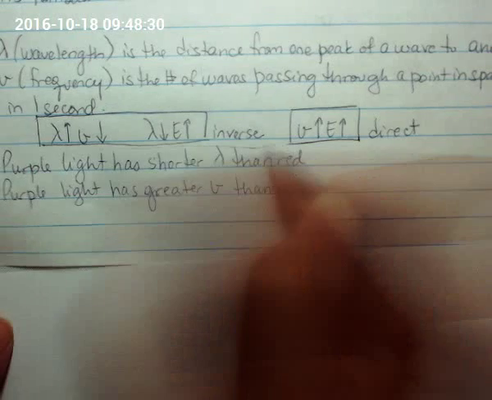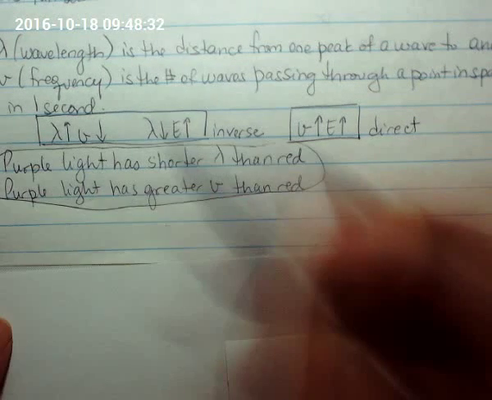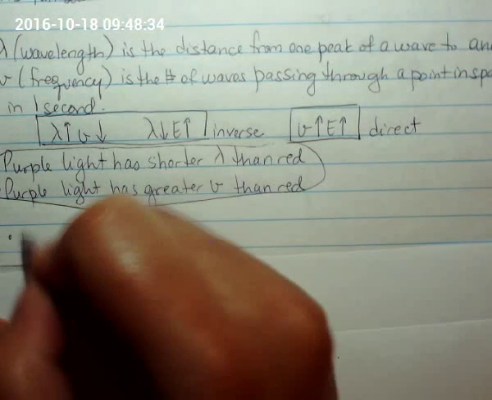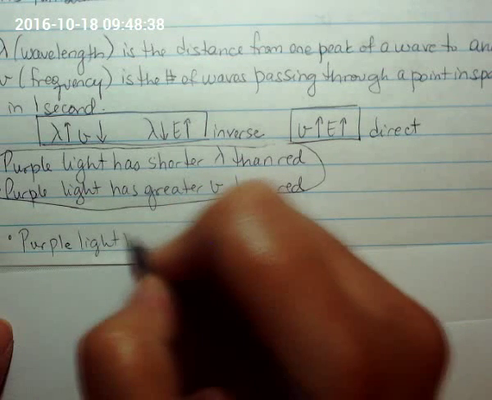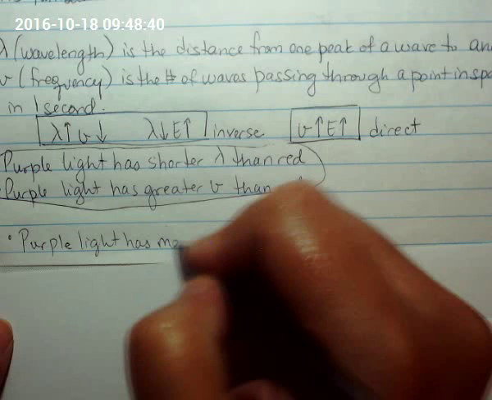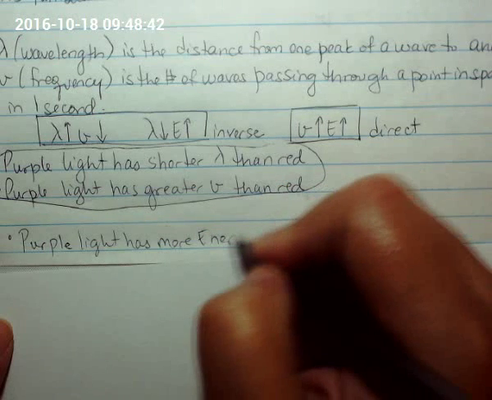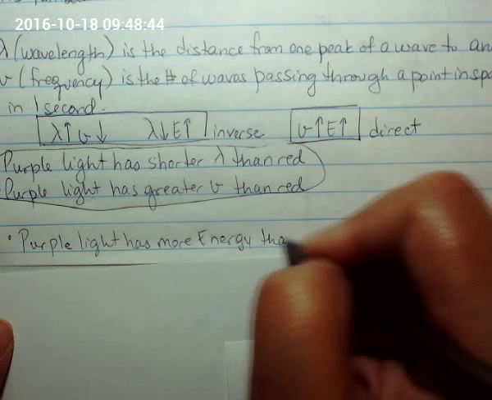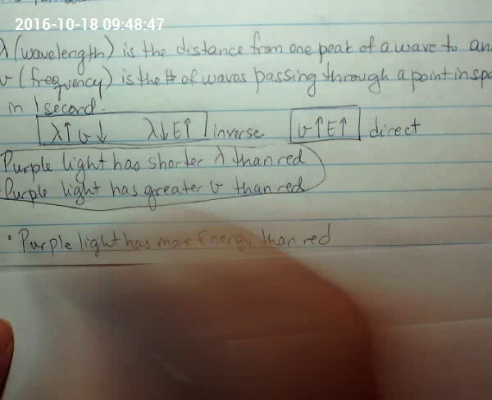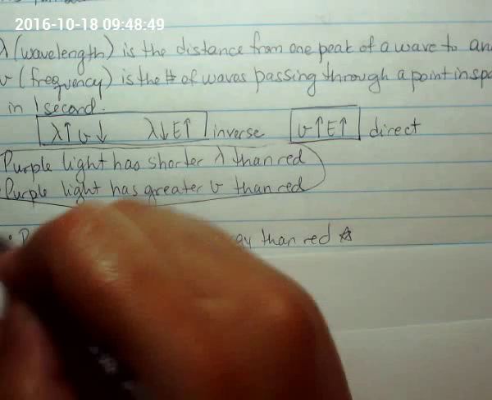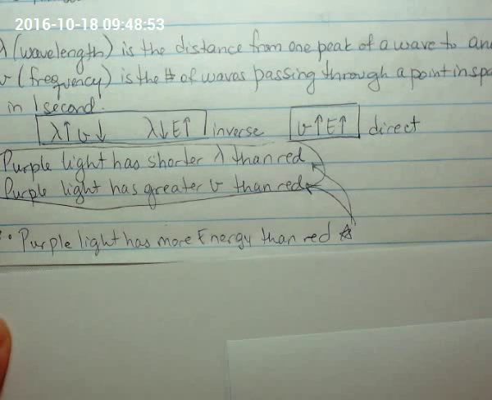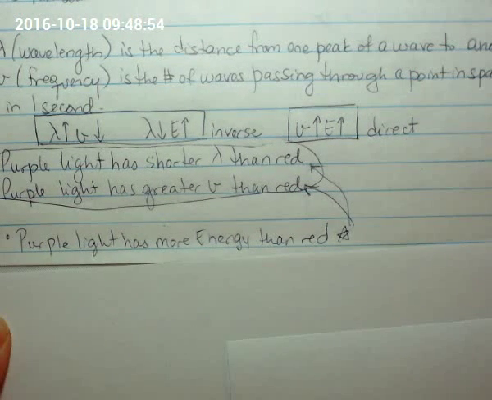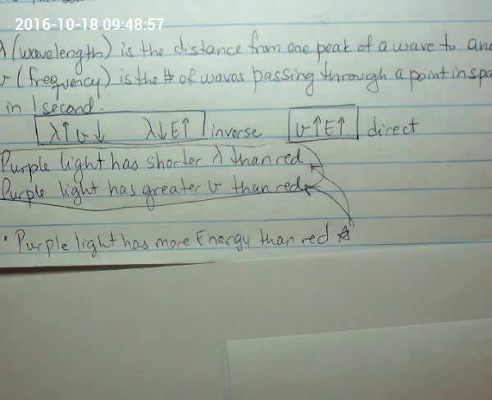And you don't have to memorize all this part, because it would make more sense for you to memorize this: that purple light has more energy. If you memorize just this one, you can work out those two. All right? Well, what's one way of memorizing that purple light has more energy than red?